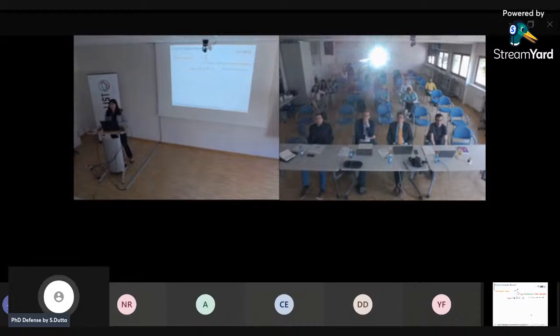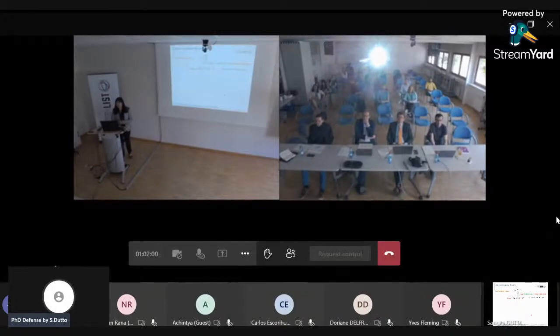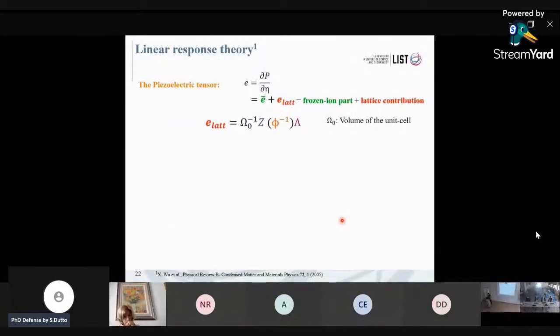Now we come to the next part of the method, where I will explain how we compute the response properties, because that is our interest. Let me go directly to the piezoelectric tensor. The piezoelectric tensor is the change in polarization when you apply strain, and it has two components. The frozen ion part tells you what happens when you apply strain but don't allow your atoms to relax, so you are getting the response basically from the electron cloud.